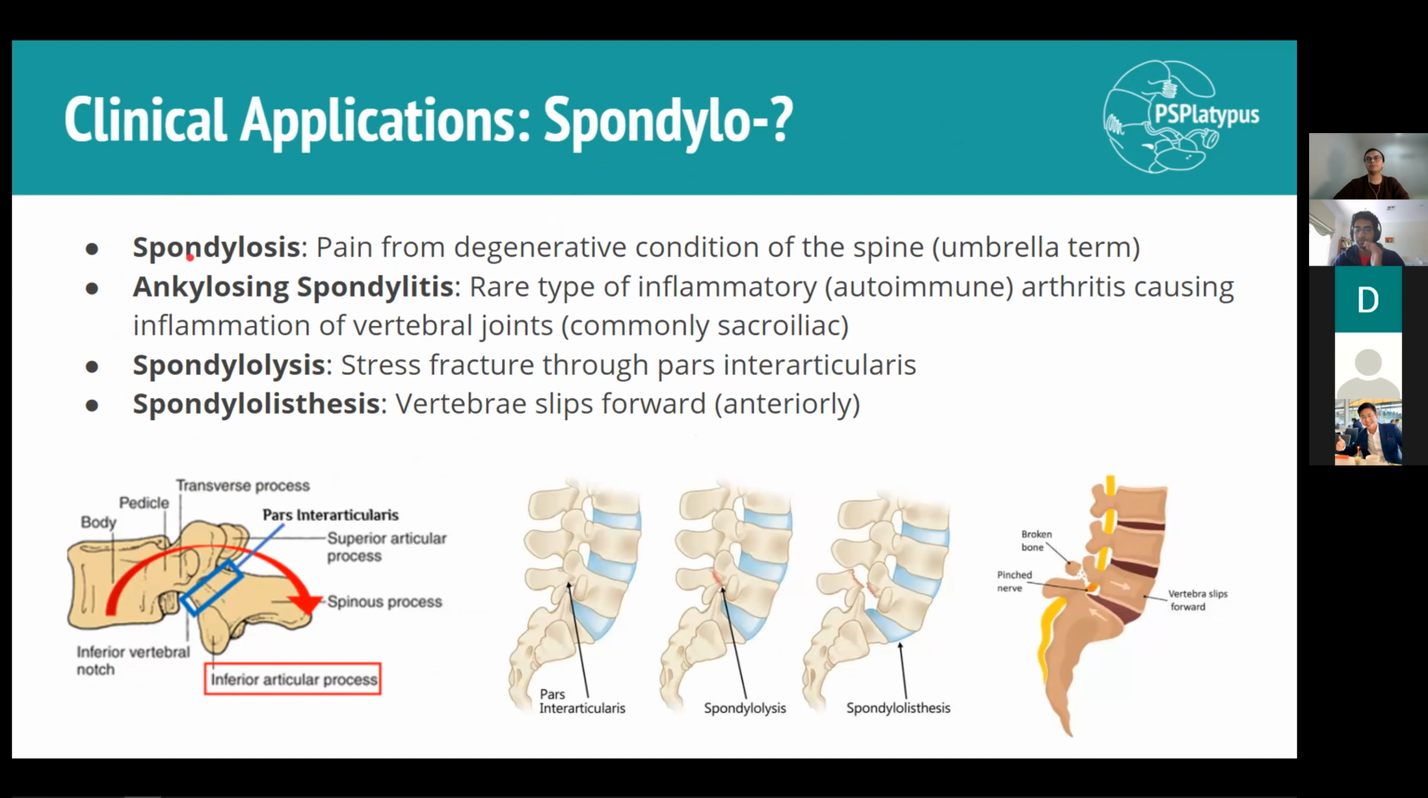But the first one over here, not that high yield, is basically a general word for pain from a degenerative condition of the spine, usually like osteoarthritis and things like that. It's an umbrella term, really. So you can use it to describe general degenerative conditions of the spine.